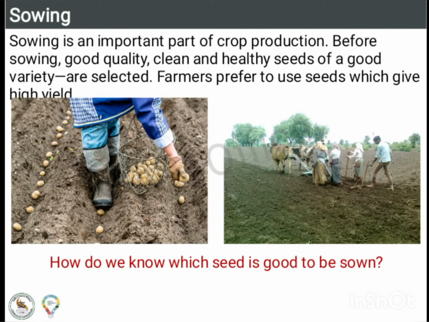Sowing. Sowing is an important part of crop production. Before sowing, good quality, clean, and healthy seeds of a good variety are selected. Farmers prefer to use seeds which give high yield.